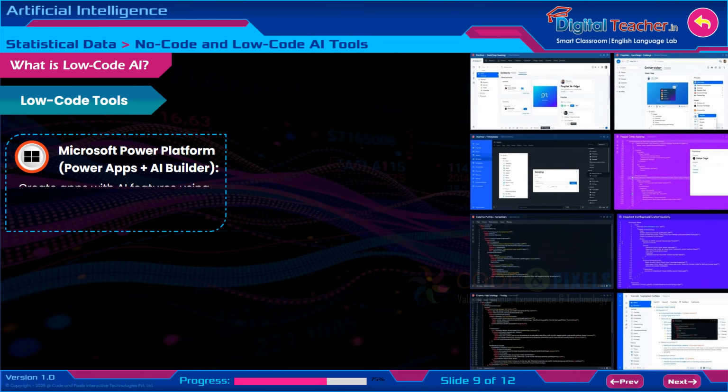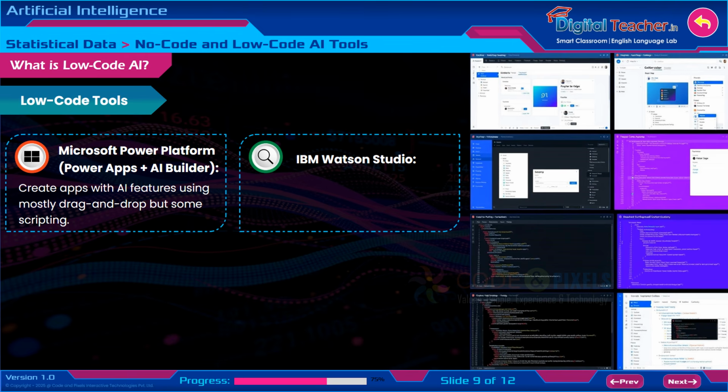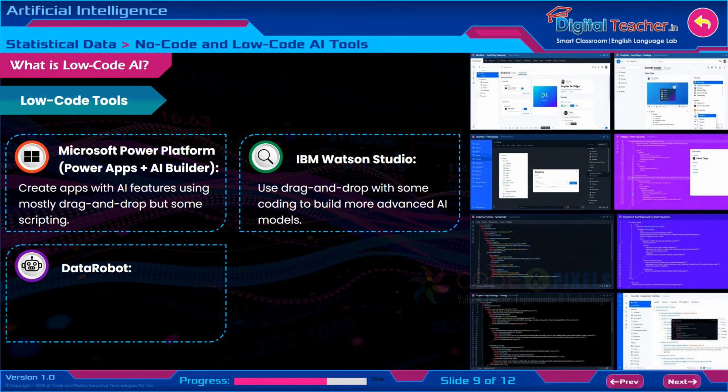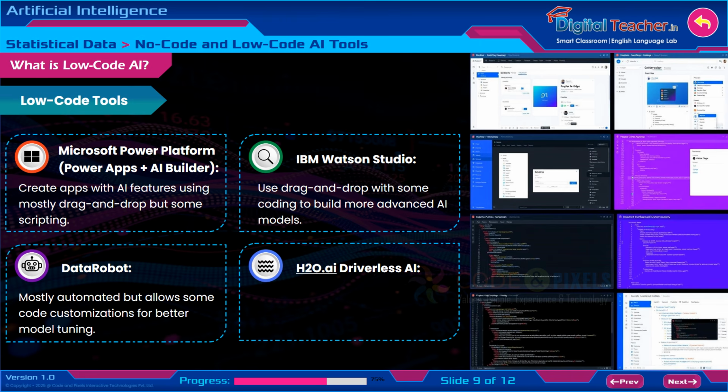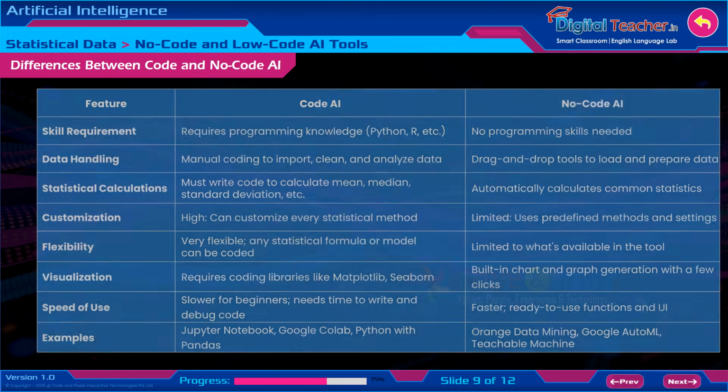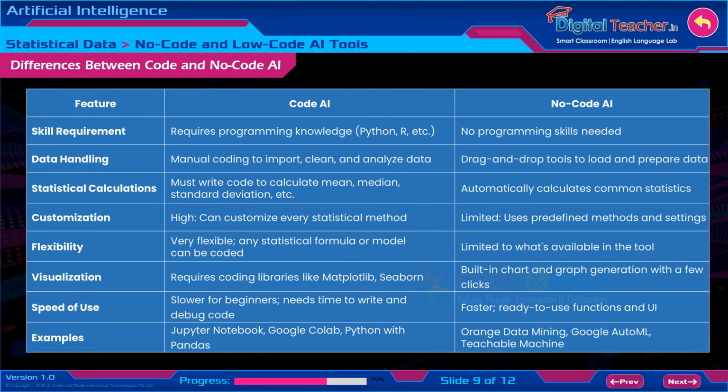Microsoft Power Platform: create apps with artificial intelligence features using mostly drag and drop but some scripting. IBM Watson Studio: use drag and drop with some coding to build more advanced artificial intelligence models. DataRobot: mostly automated, but allows some code customizations for better model tuning. H2O.ai Driverless AI: automated artificial intelligence with options to add some code for customization. Differences between code and no-code artificial intelligence.